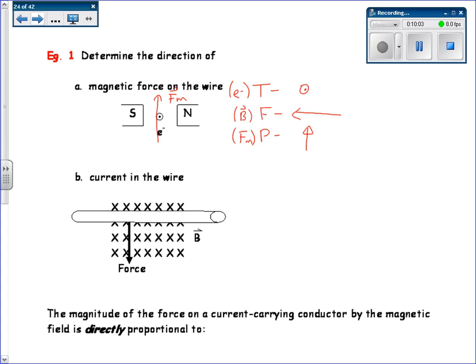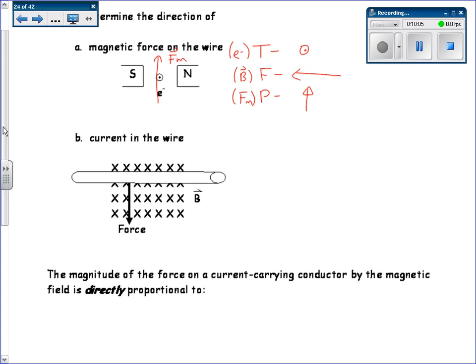Okay, for this one, for question B, we want to determine the current in the wire. So it's the thumb that we're looking for. We'll be able to do fingers, which is magnetic field, and palm, which is magnetic force, and thumb is what we're looking for, the direction of the current. My magnetic field is all the X's, so my fingers are going into the page. That's X, so that's into the page. Back here, out of page.